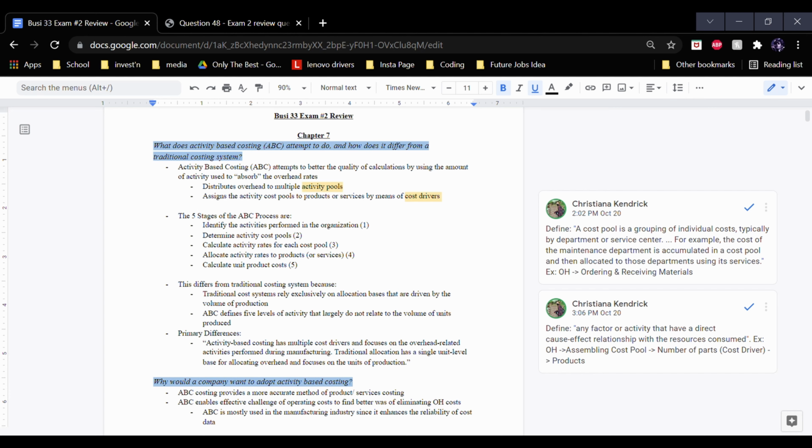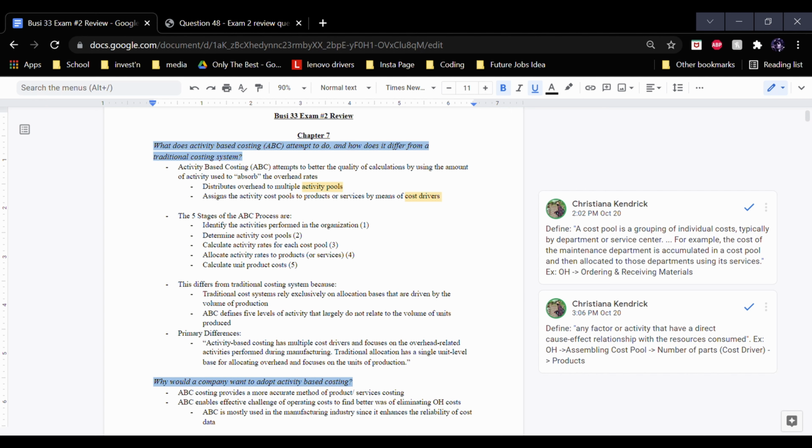So this is for Business 33 Exam 2 review, and we'll also be going over some Exam 2 review questions. To start off, Chapter 7, Chapter 8, Chapter 9, and Chapter 10 are all going to be in this exam. To start off, for Chapter 7, what does activity-based costing, abbreviation ABC, attempt to do, and how does it differ from a traditional costing system?